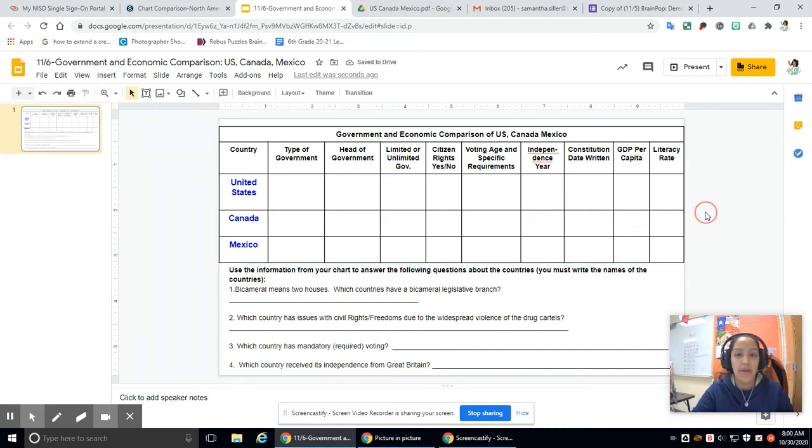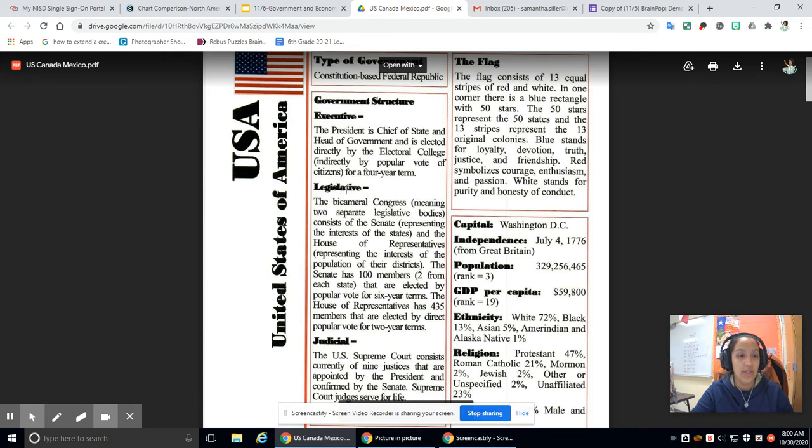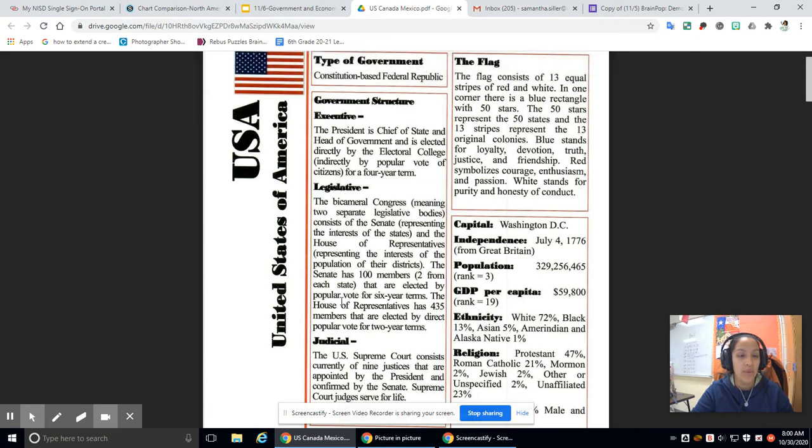After you fill out this comparison chart, you're going to use this information to answer these questions. So bicameral means 2 houses. So which countries have a bicameral legislative branch? And so you need to look at legislative right here and read this paragraph.